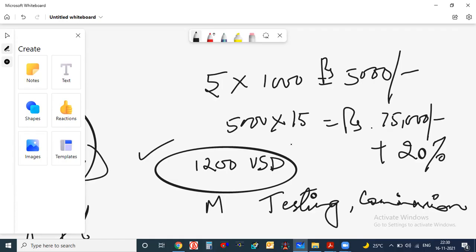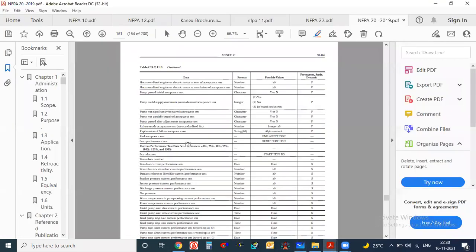I got to know this rate from one person where I used to work in a company. He gave me just a rough calculation. You can increase or decrease it by 10% here. Yeah, that is the thing.